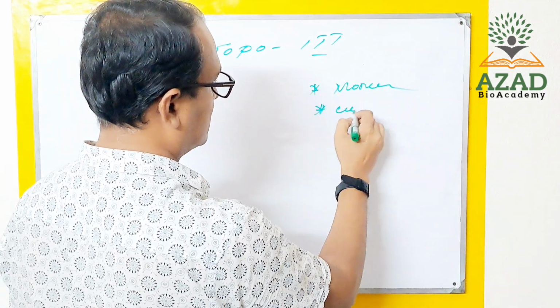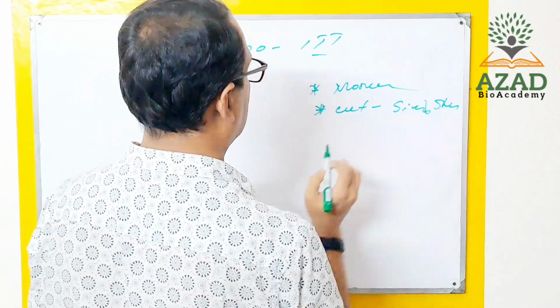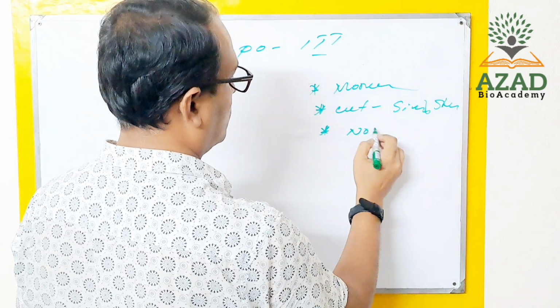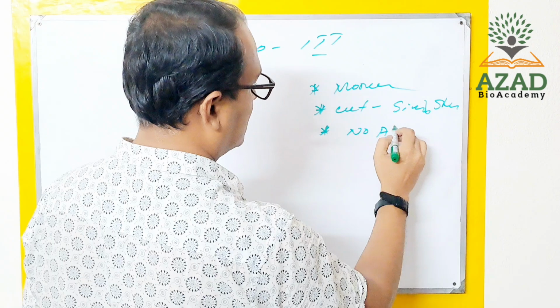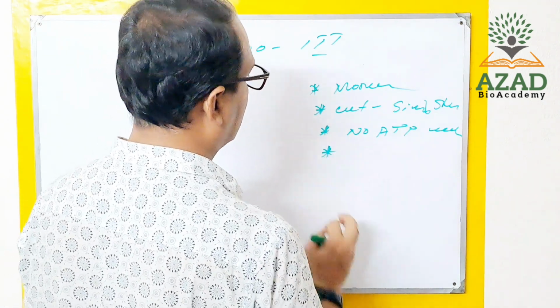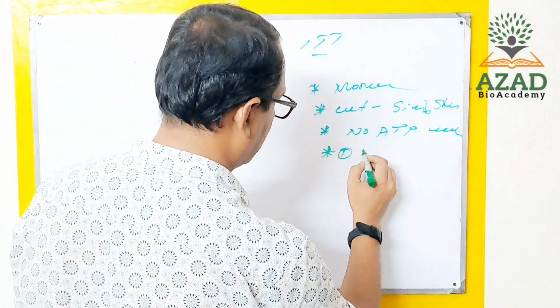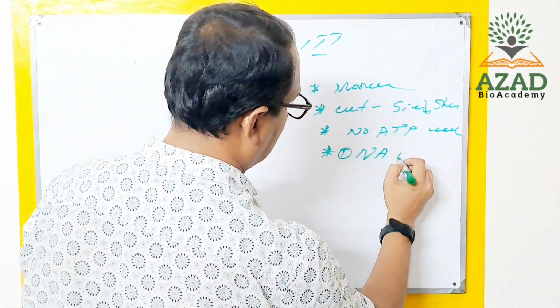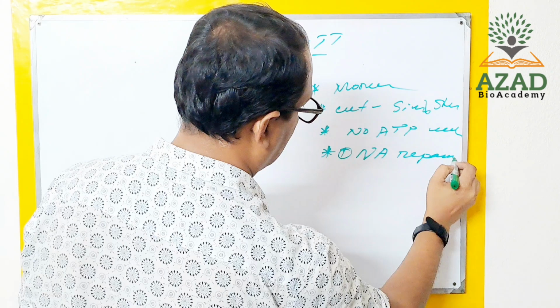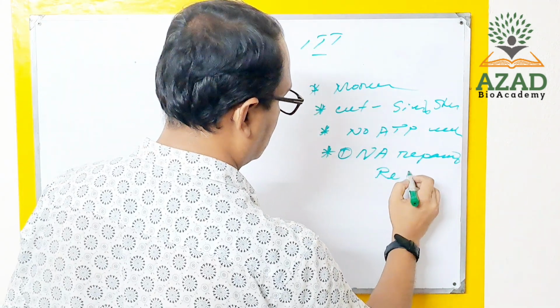It will cut single strand, no ATP needed, and it will actually work during DNA repairing, or you can say recombination.